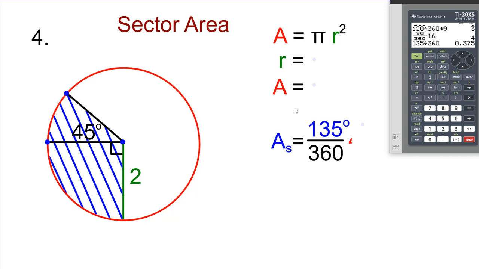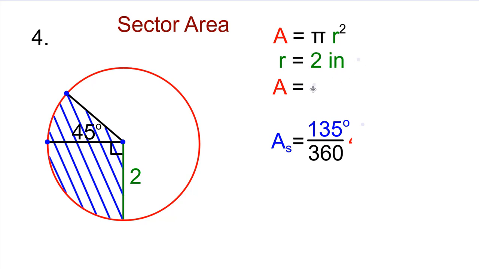All right, so we want 3/8 of the whole thing. Well, the radius is 2. That tells us that the area has to be 2 squared, which is 4 pi. So what's 3/8 of 4?